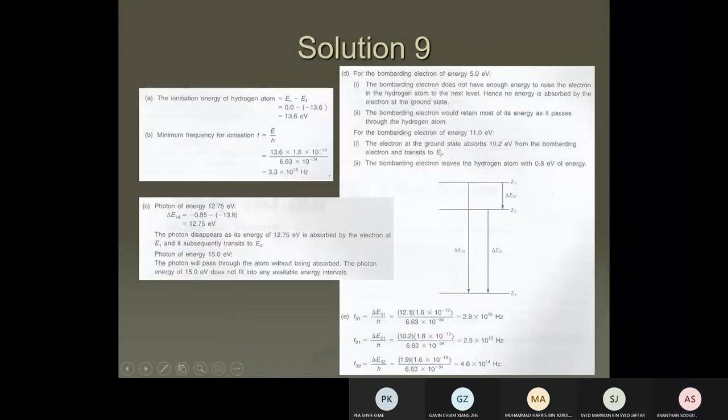Okay, so see the B. For the minimum frequency, hf equals the energy, so 13.6 eV must be converted to joule. Okay, so 3.3 times 10¹⁵ hertz of EM radiation is needed. Exactly.